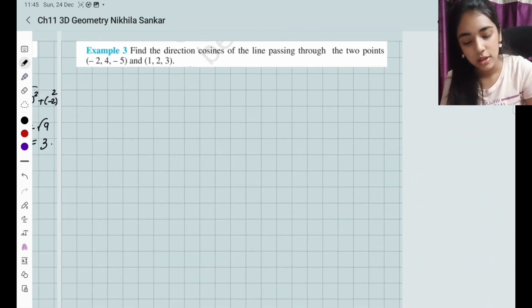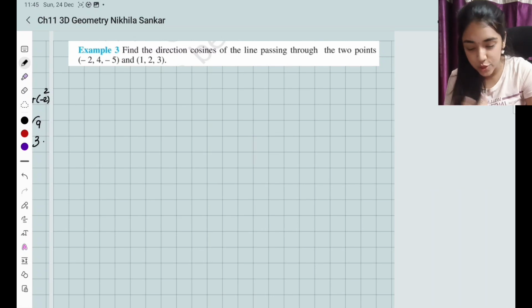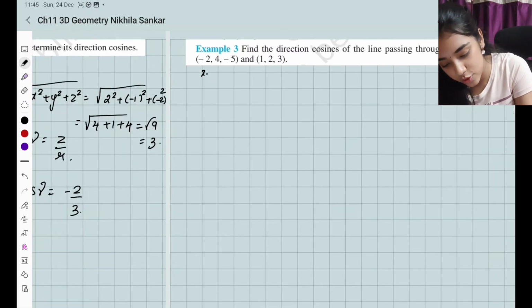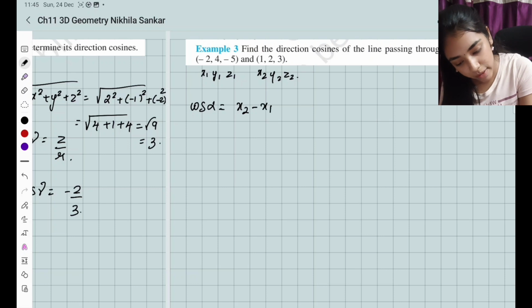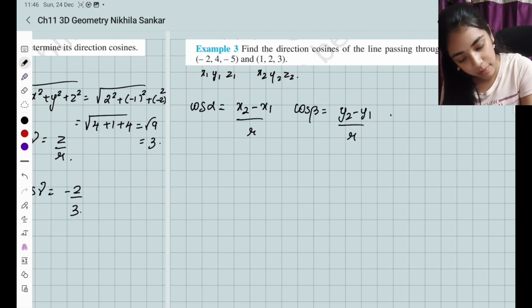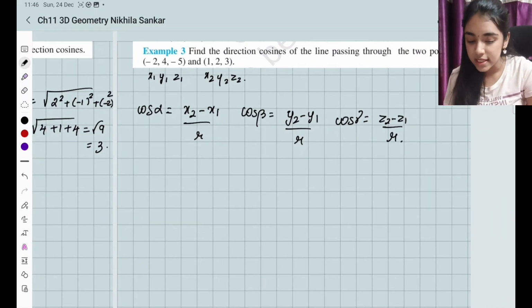Okay, now find the direction cosine of the line passing through 2 points. இப்போ இந்த இடத்துல 2 points கொடுத்திருக்கு. So என்னென்ன பாயிண்ட்லாம் தெரியும்? You know this is going to be x1, y1, z1, x2, y2, z2. நமக்கு என்ன தெரியும்? Cos alpha is going to be x2 minus x1 divided by r, cos beta equals y2 minus y1 divided by r and cos gamma equals z2 minus z1 divided by r. ரெண்டு பாயிண்ட் இருந்ததுன்னா this is going to be the case.